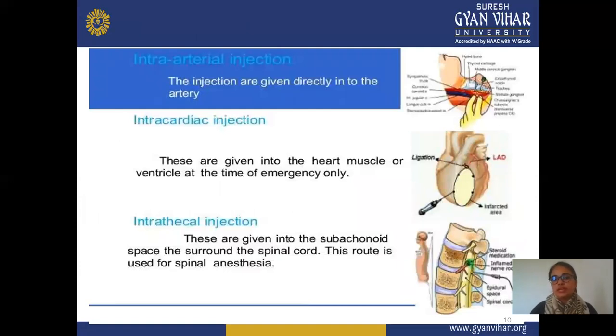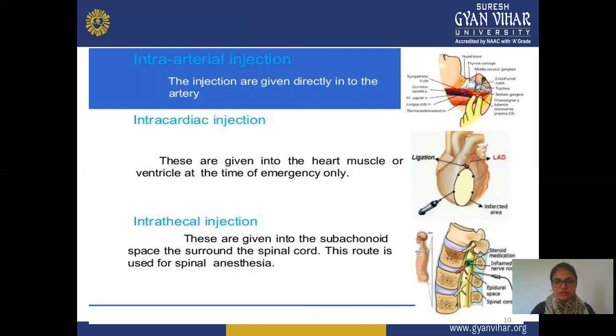These injections are given directly into the artery, mainly for a particular desired effect or required effect. And next is intracardiac injection. These injections are mainly administered for emergency use or fast effect of a particular drug. They are given in the heart muscle or ventricle at the time of an emergency, and this is mainly used during emergencies.